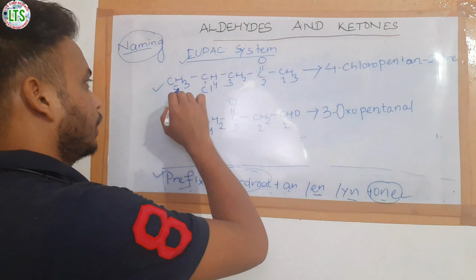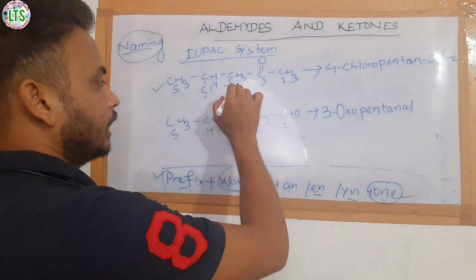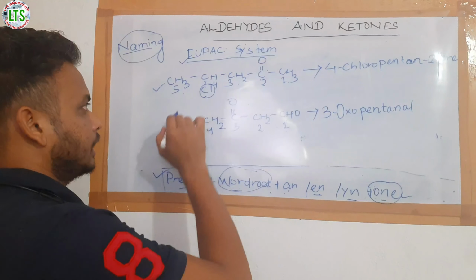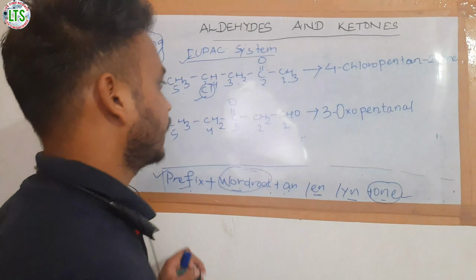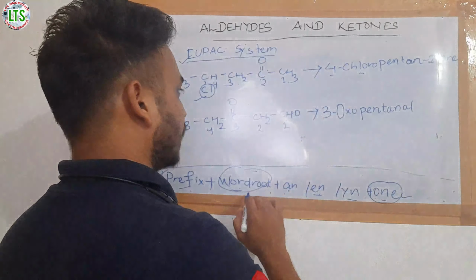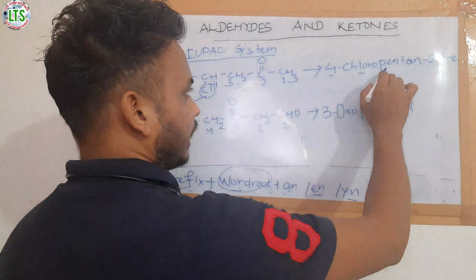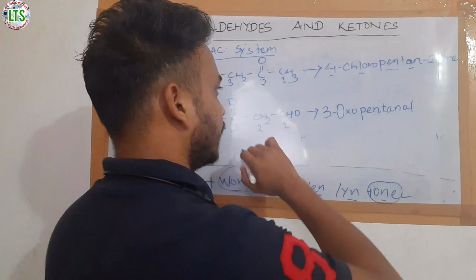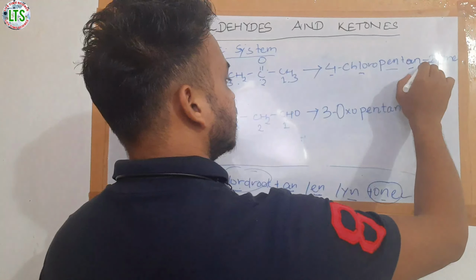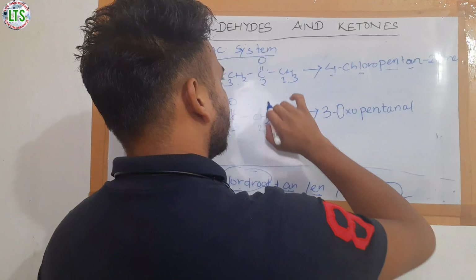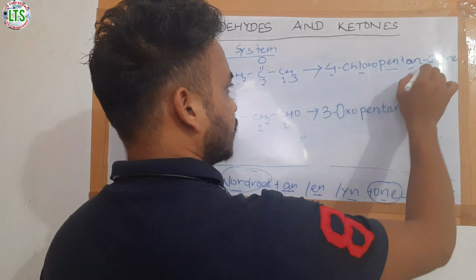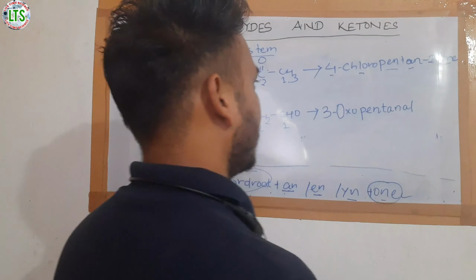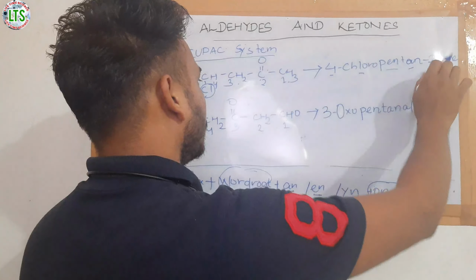For example, in the compound CH3, CHCl, CH2, CO, CH3, here one prefix is there, that is the chloro group, so we can write 4-chloro, then word root, and there are 5 carbon atoms, so we can write pent, then AN, as there are single bonds in between the carbon atoms, then the location of ketonic group, that is 2, and lastly the suffix of ketonic group, that is ONE. So the name is 4-chloropentan-2-ONE.